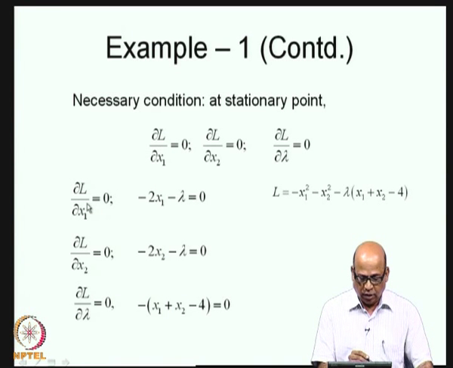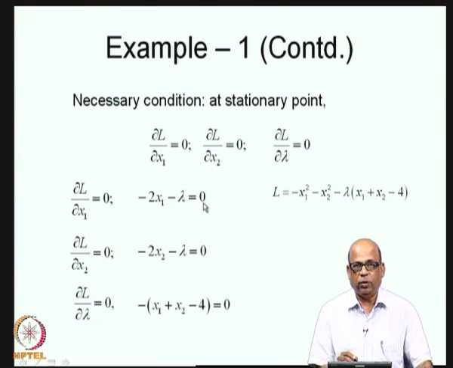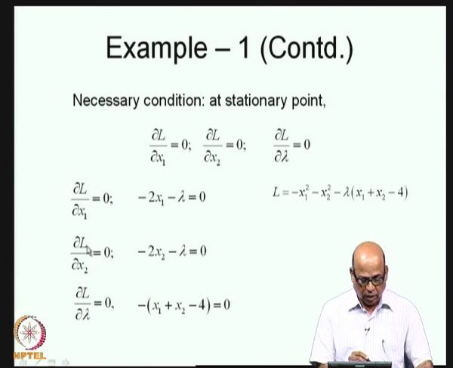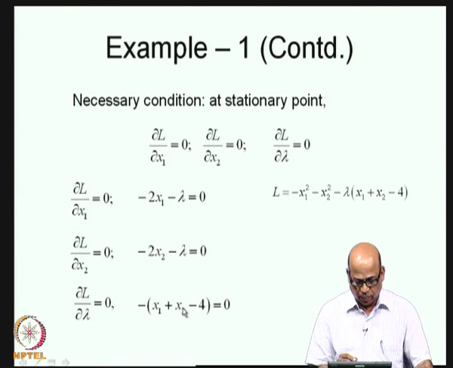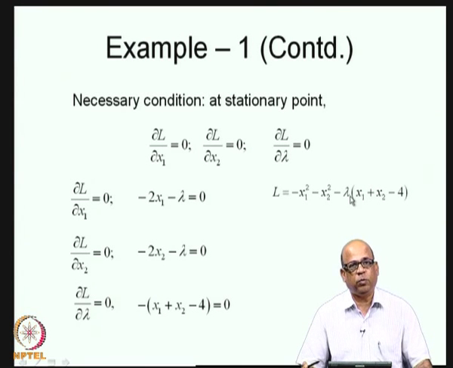So, dL by dx1 is 0, that leads to minus 2 x1 minus lambda is equal to 0. dL by dx2 is 0, that leads to minus 2 x2 minus lambda is equal to 0. And dL by d lambda is equal to 0 leads to the original constraint x1 plus x2 minus 4 is equal to 0. We are differentiating with respect to lambda.